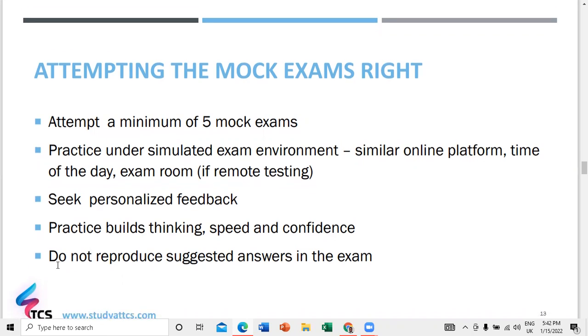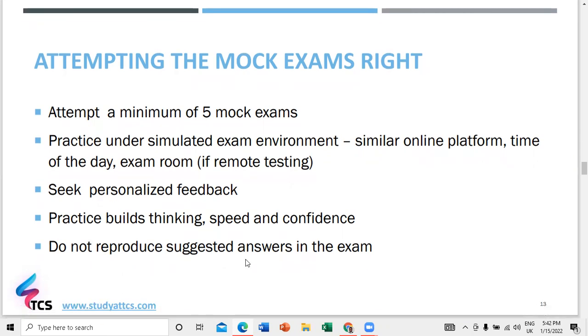And having said all these things, I'm not asking you to reproduce suggested answers in the exams. I've seen so many students who are trying to memorize suggested answers, but that's not how this examination works. Always remember, SEMA is not an academic qualification, it's a professional qualification. So in a professional qualification, you cannot memorize and pass the exam. You need to know the core concepts, and you need to apply these core concepts in your case study examination. So there's absolutely no point in reproducing suggested answers.